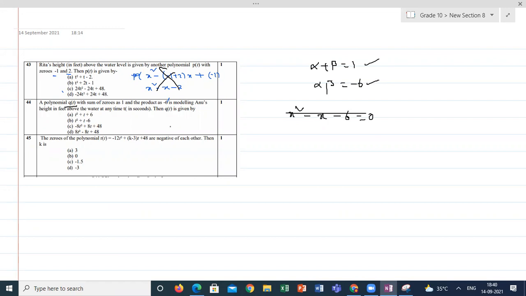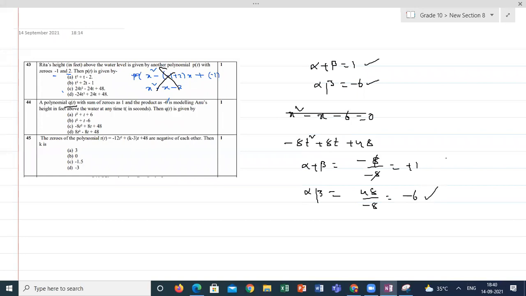If I'm taking the first equation, I'm getting sum is minus 1, product is plus 6. So it's wrong. Second equation, sum is minus 1, product is minus 6. That is also wrong. If I'm taking the third equation, 8t square plus 8t plus 48, alpha plus beta is minus 8 by minus 8, so this is plus 1. Alpha into beta is 48 by minus 8, minus 6. So the third option is the right option. If I'm taking the fourth option, minus of minus 8 by 8, I'm getting plus 1. But the product 48 by 8 gives plus 6, but the product they gave us is minus 6.